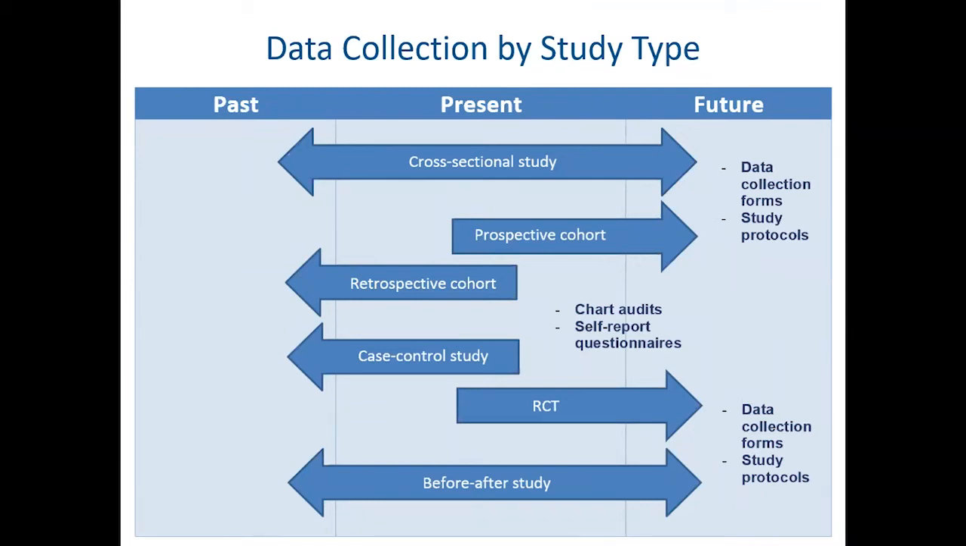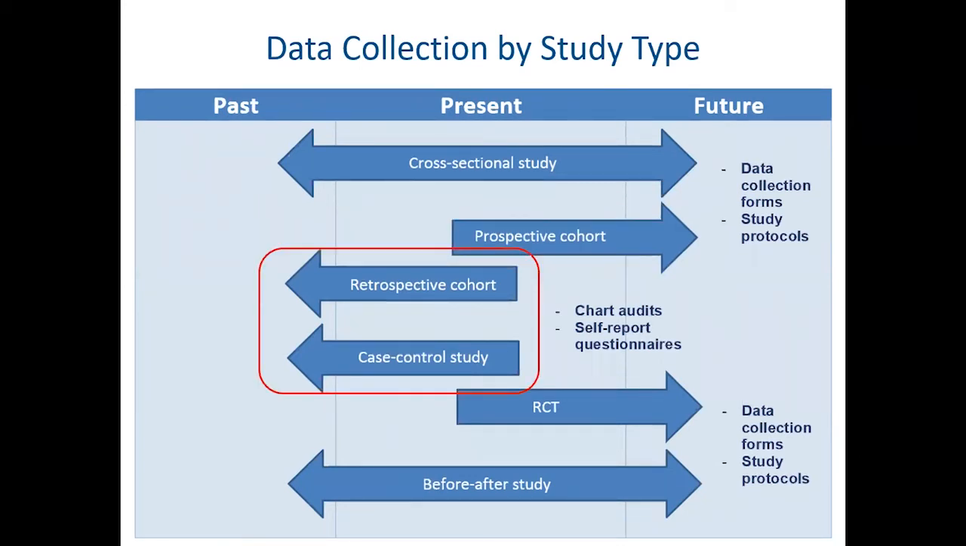And because of that, as you can see here, cross-sectional studies occur at any point in time. They're collecting very specific data using very specific forms and very specific protocols, but it's a one-time deal. Cohorts can either be prospective, meaning the data is collected moving forward in time, or retrospective, meaning the data is collected from previous documentation or by asking questions about what happened already.